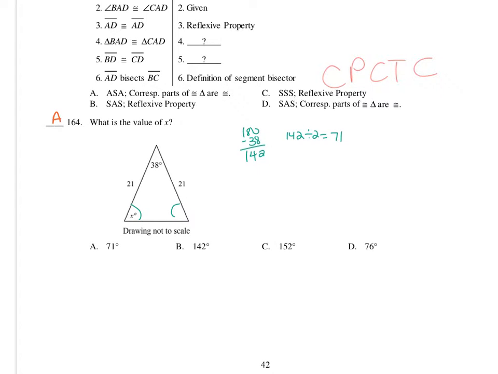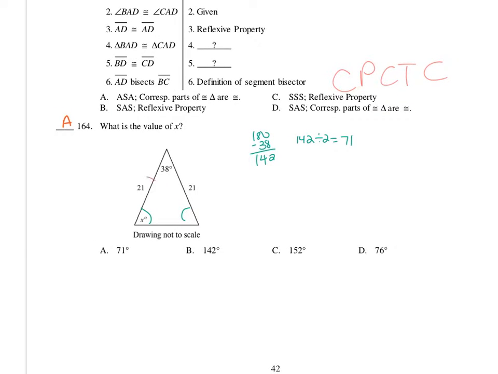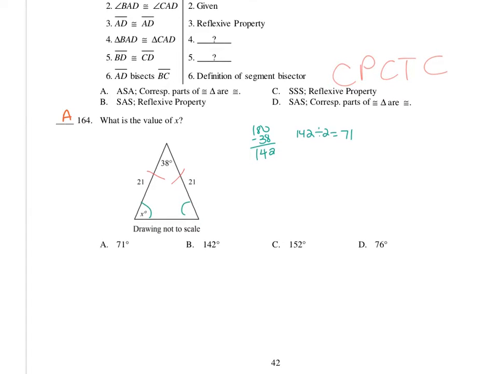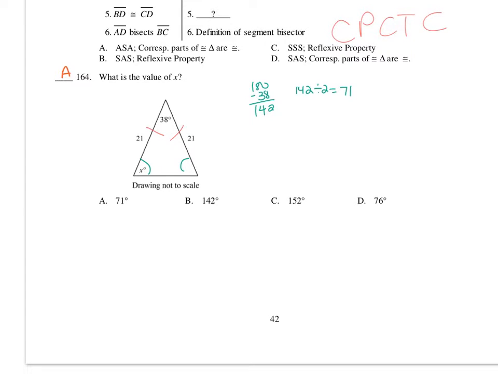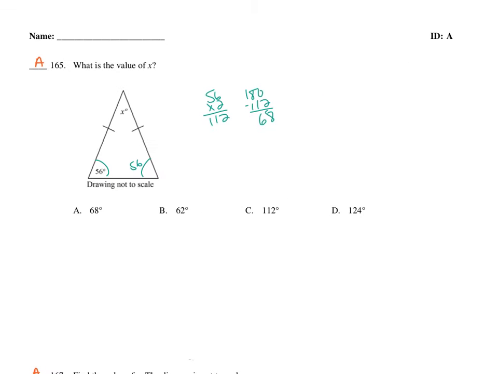164, this is an isosceles triangle, so if the two sides are congruent, then the angles opposite them are congruent. So subtract 38 from 180 and divide by 2. 165, same thing but in reverse. This time I've got one of the congruent angles. So if that's 56, the one on the right is 56. Add them together, subtract it from 180, and I get 68.